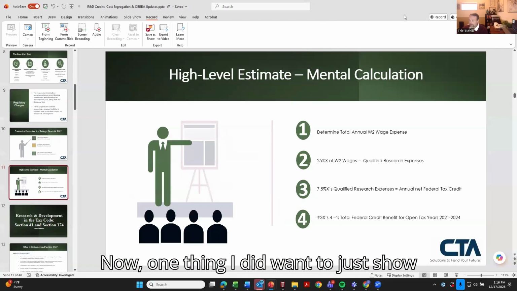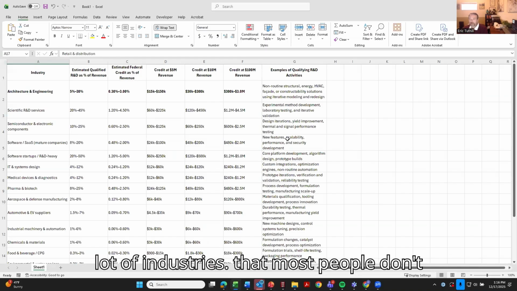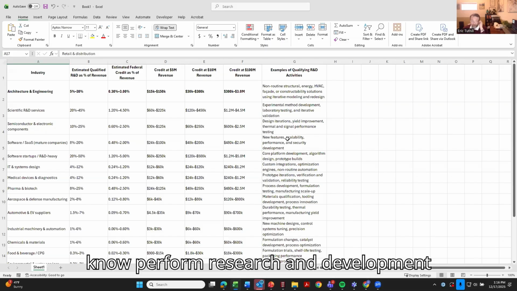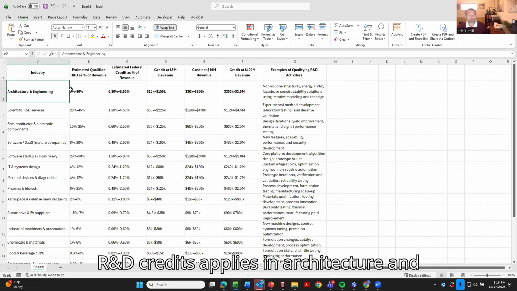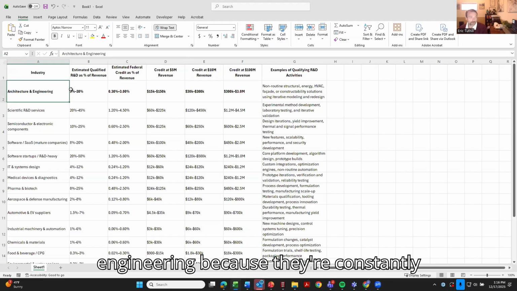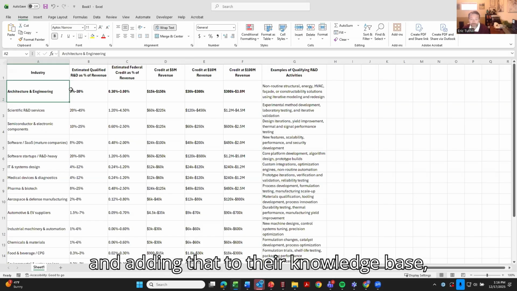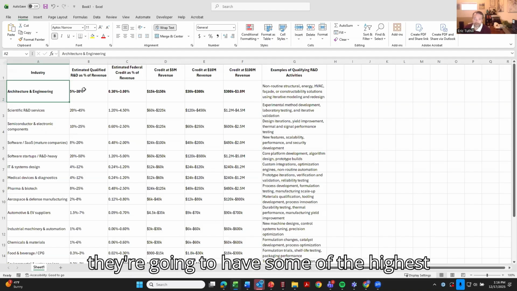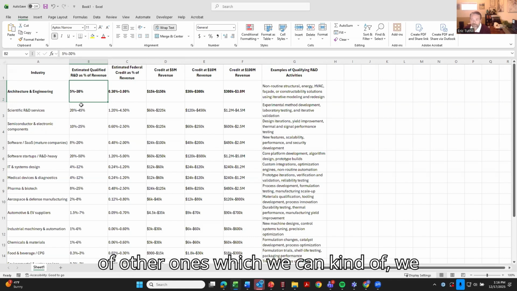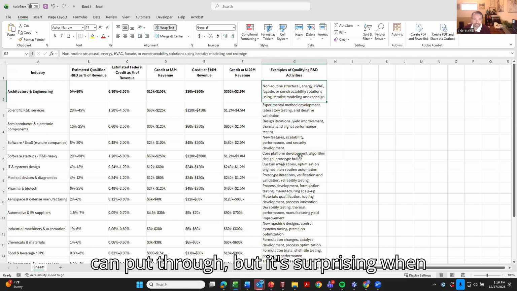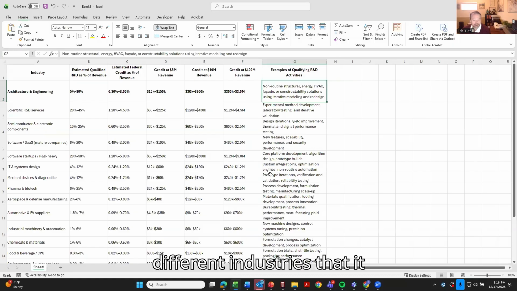Now, one thing I did want to show you guys is there's a lot of industries that most people don't know perform research and development types of credits. The big industry where it's very easy to see that R&D credits apply is architecture and engineering, because they're constantly doing design iterations, constantly learning new and unique items and adding that to their knowledge base, right? And so they're going to have some of the highest qualifying factors, between like 5 to 30%. There's a bunch of other ones which we can put through, but it's surprising when you actually look at this, the amount of different industries that it applies to.